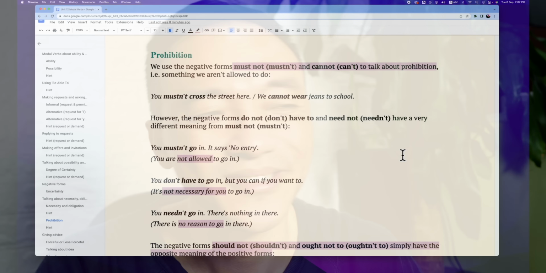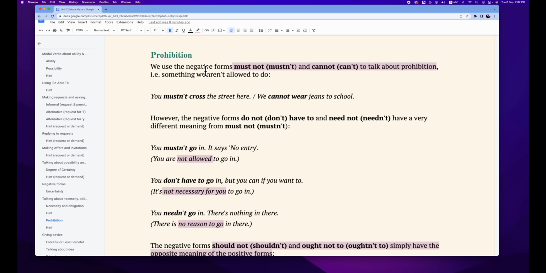Then the next part we must go through is prohibitions. Which modal verbs are used for talking about prohibitions? Let's take a look. We use the negative forms must not and cannot to talk about prohibitions. You mustn't cross the street here. We cannot wear jeans to school.